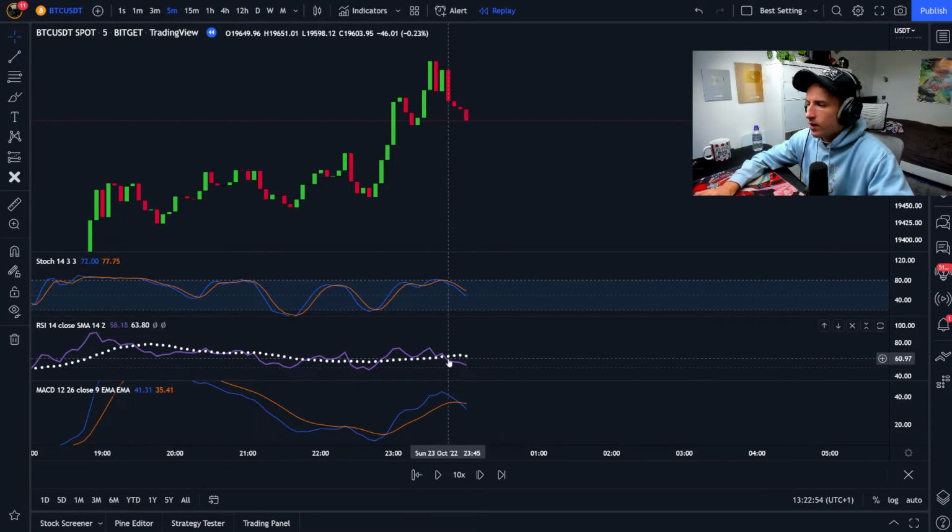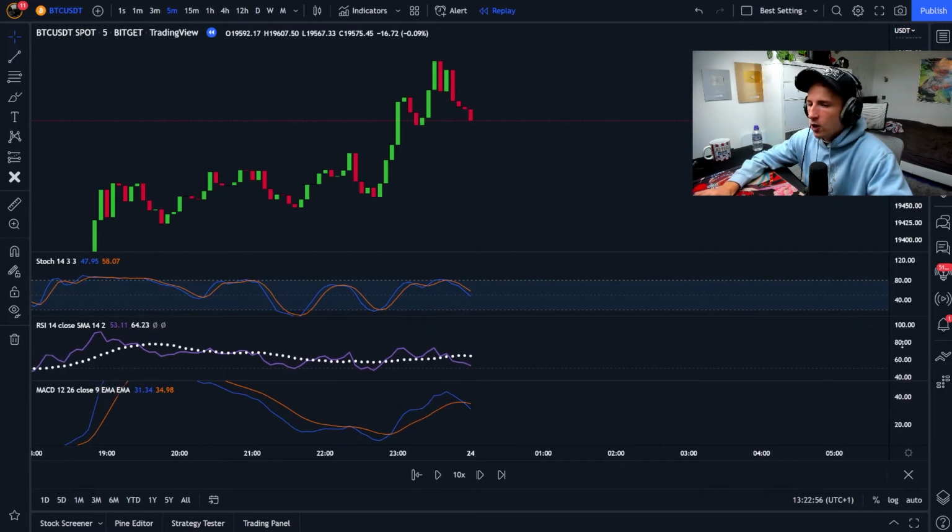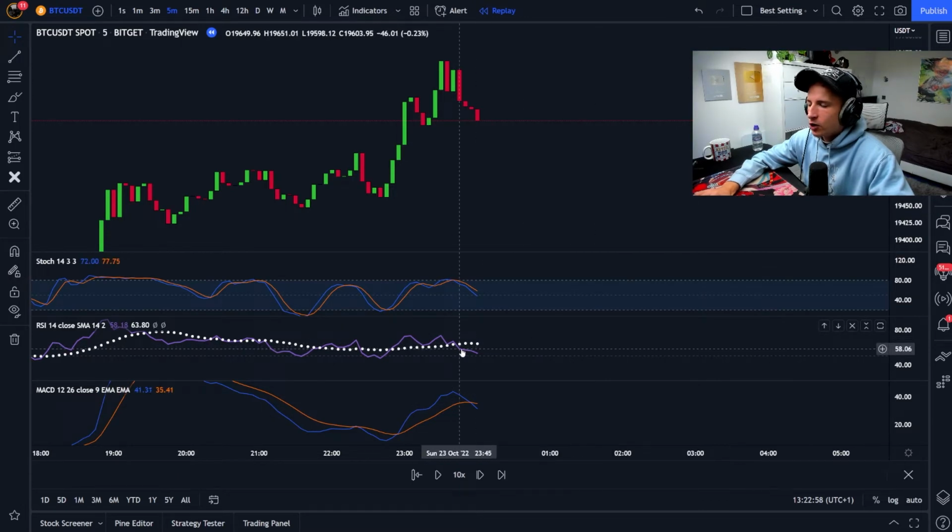RSI for us right now, we are underneath the white line, which is good. We need to make sure that this is not above the white line, otherwise we do not enter a trade for a short position. So both of these right now are looking good for us. And on the MACD, we are currently seeing the orange being above the blue line, which means that it is currently bearish in this chart.